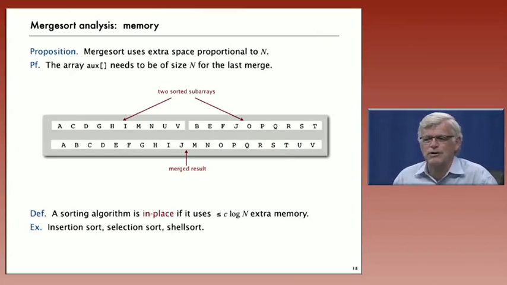Insertion, selection, and shell sort were in place. They don't use much extra memory. But with merge sort, you can only sort really half of what you can fit in memory, because you need that auxiliary array for the other half.